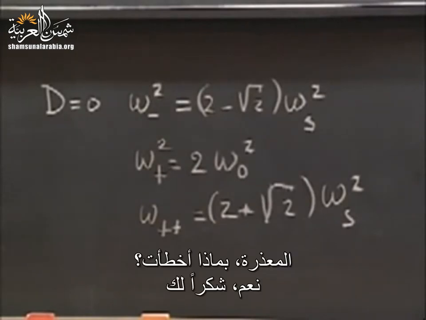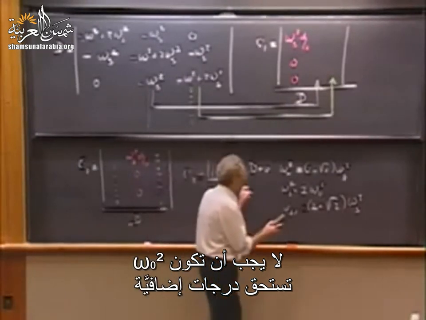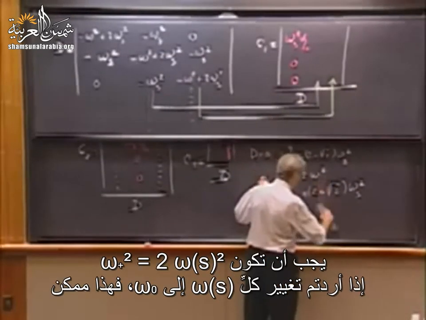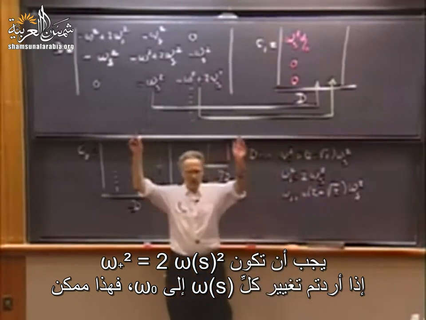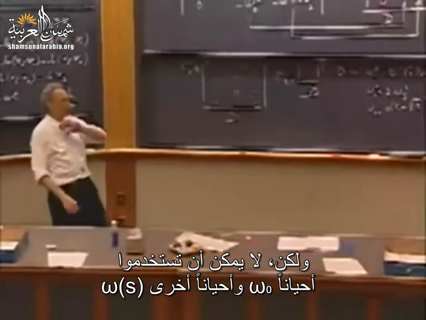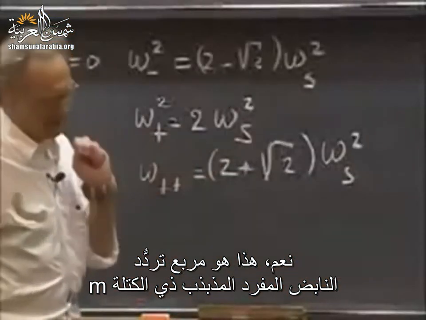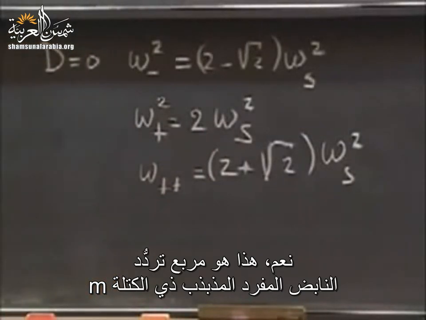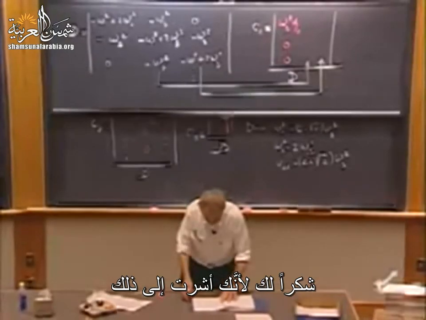Excuse me, what did I do wrong? Yes, thank you very much. I have an omega 0 there. You deserve extra credit. I've called that omega s. If you want to change all the omega s's to omega 0, that's fine. But you cannot have one omega 0 and the other one omega s. Yes, so this is the square of the frequency of a single spring oscillating mass m. Thank you very much for pointing that out.